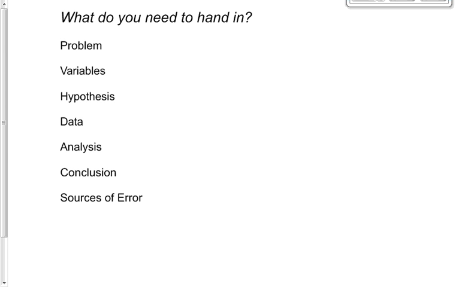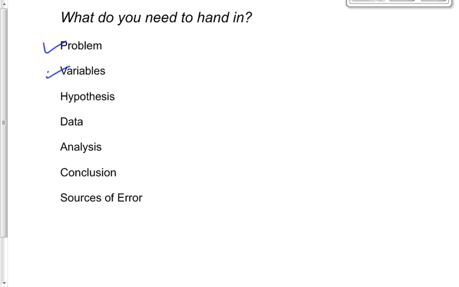Finally, your sources of error, along with suggestions for improvement. Two or three good things that you could have fixed, and two or three good ways that you could have fixed them. So what do we got to hand in for this puppy? We got problems, we got variables. Well, I've pretty much done those two for you already, except for the control variables.